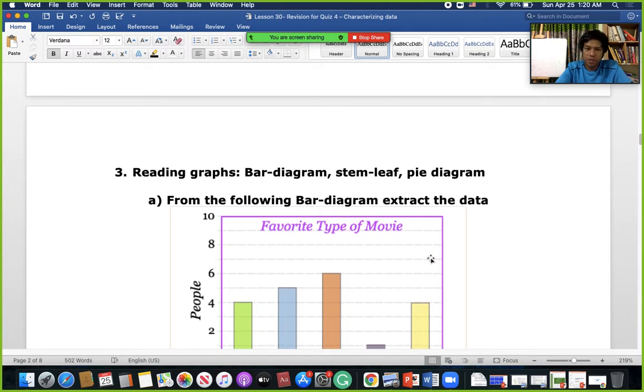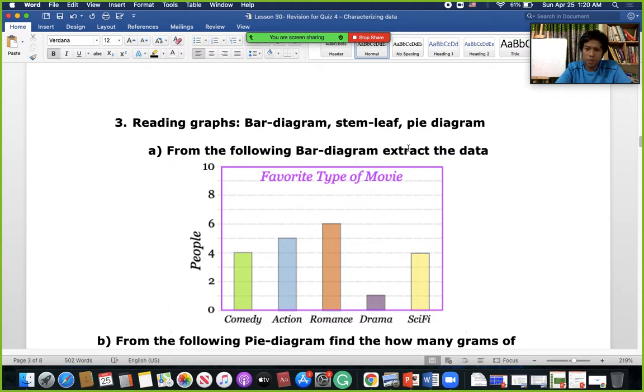Then 3 number question is reading graphs: bar diagram, stem and leaf, and pie diagram. So one bar diagram is given, you have to extract the data from here. Usually in our class discussion related to all these topics, we used to give the data and you all used to draw the graphs. Since during the exam it is somewhat difficult to draw the graph and then upload all these things at a time while you are giving the exam in the autoproctor, they are somewhat different tasks at the same time. So just for the convenience, this is the graph, and you just have to extract the data.